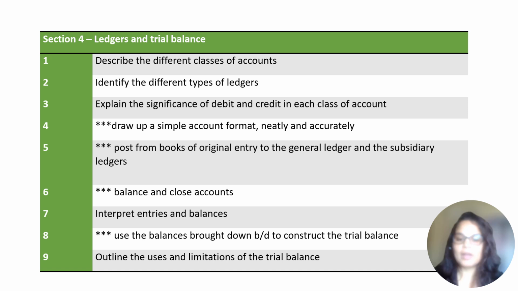Section 4, ledgers and trial balance. You need to have the background knowledge of the other areas, but to draw up a simple account format neatly and accurately is a practical activity. Post from books of original entry to the general ledgers and subsidiary ledgers, balance and close off accounts, and use the balances brought down to construct the trial balance. Now remember, these are CSEC highlights. If you download the PDF version of the CSEC syllabus for Principles of Accounts, you will find one asterisk there. I put 3 so that you will note that these are very important.